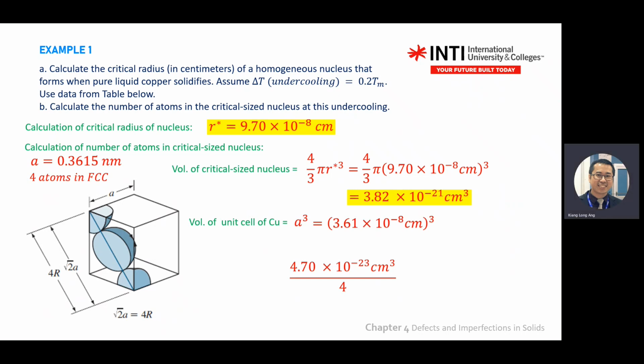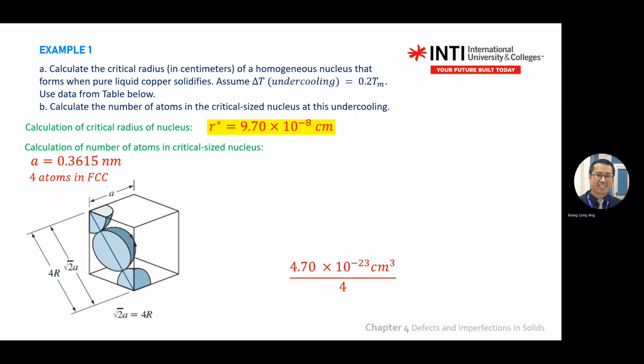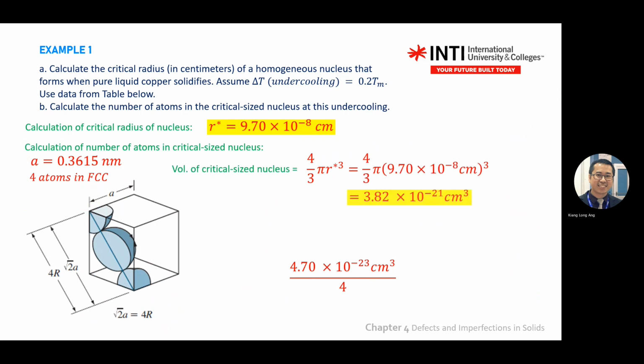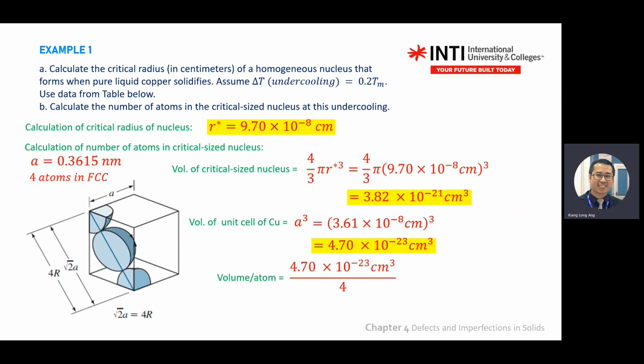So it's 3.61, 10 power negative 8 cm cube. Okay. So where does this number come from? From this table. Okay, use this one. Then the volume per atom. Volume for the cube for copper is 4 point something. You divide by 4 atoms or 4 spheres, and you get 1 point something per atom.